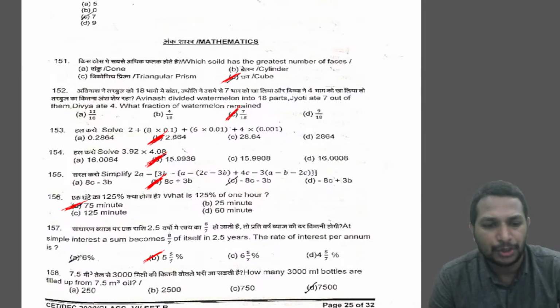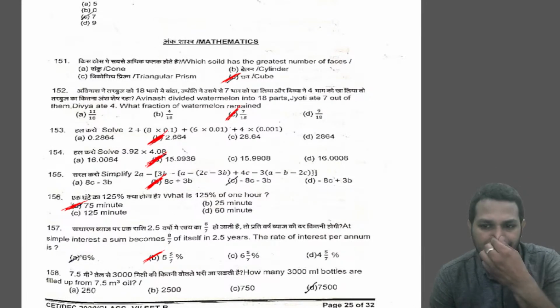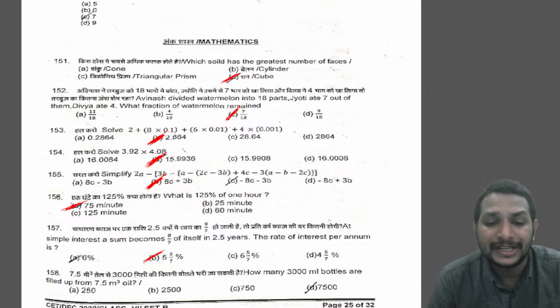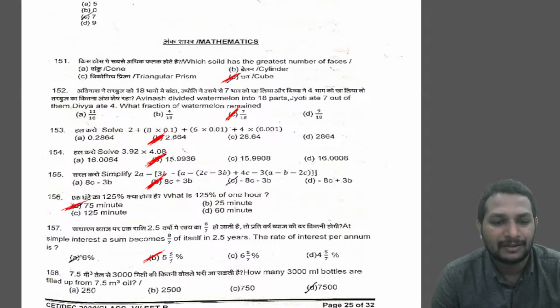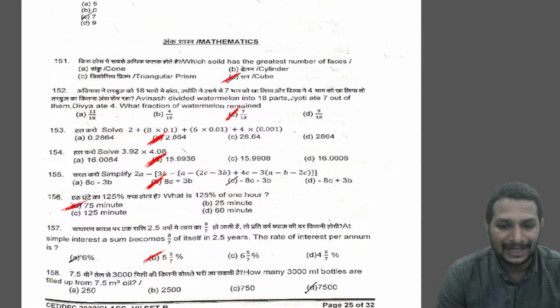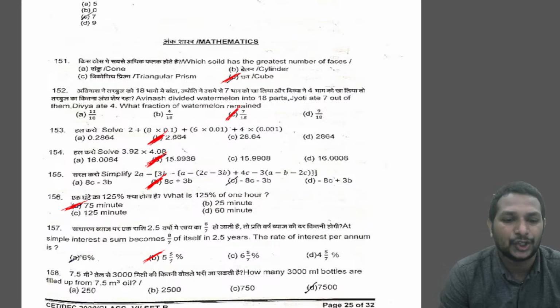Let's see the next question. Question number 158. How many 3000 ml bottles are filled up from 7.5 meter cube of oil? That is a volume. So let's discuss this question.